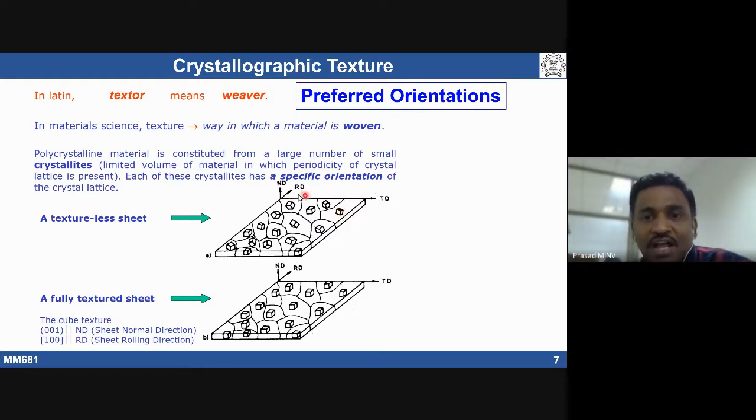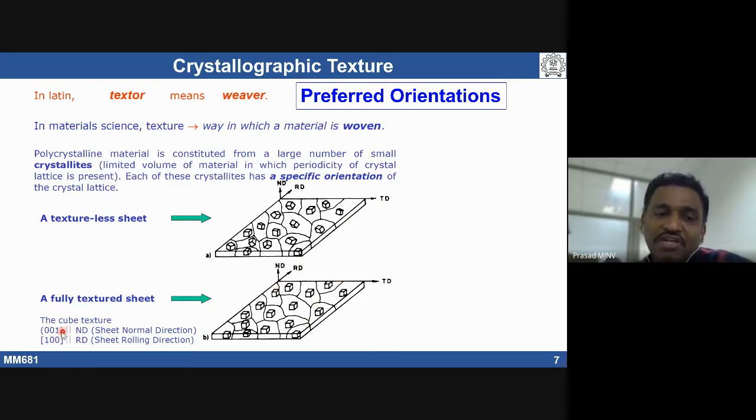We also have a sheet, and the sheet has its own directions: rolling direction, normal direction, and transverse direction. So we have specific coordinates called sheet or specimen coordinates, and we also have coordinates with respect to the crystal structure. When you say fully textured sheet, what does it mean? The majority of grains are oriented in a particular direction with respect to a particular direction of the specimen or sheet.